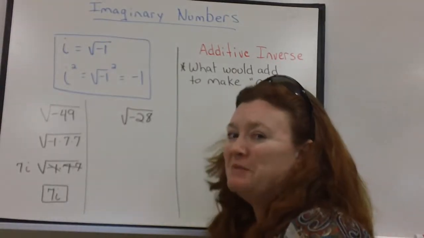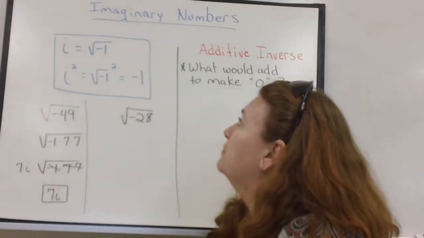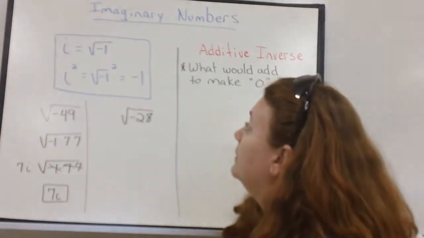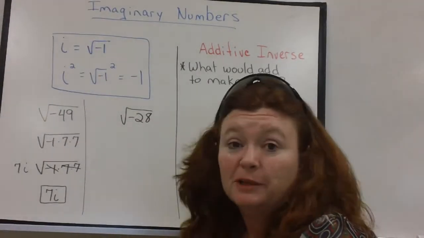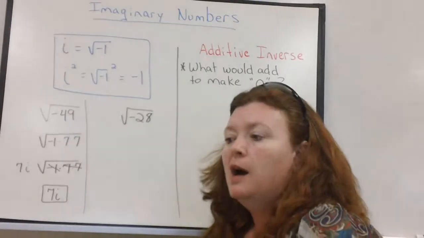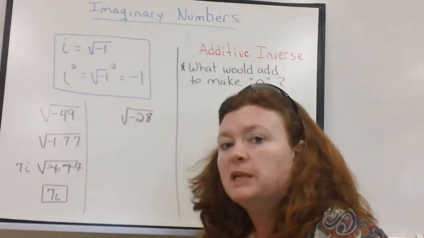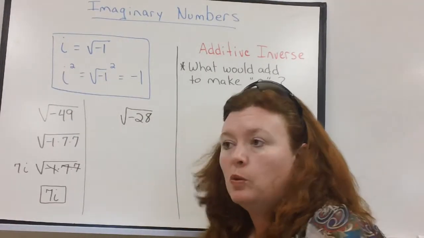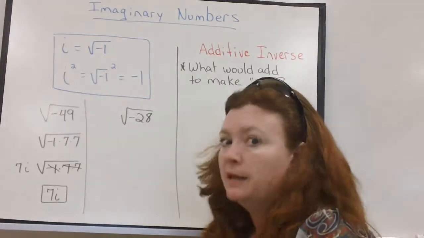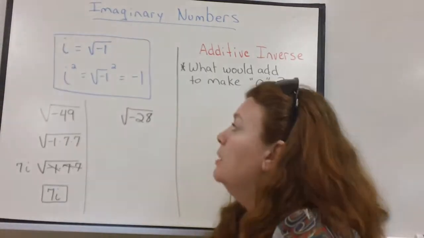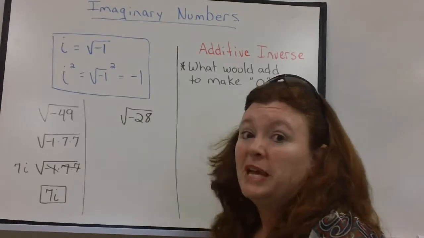Because we're using our imagination, they decided to call these imaginary numbers, which they really are. They're imaginary because they don't exist. No matter what, even after this lesson, you still cannot take the square root of a negative number. But we're just going to pretend we could.